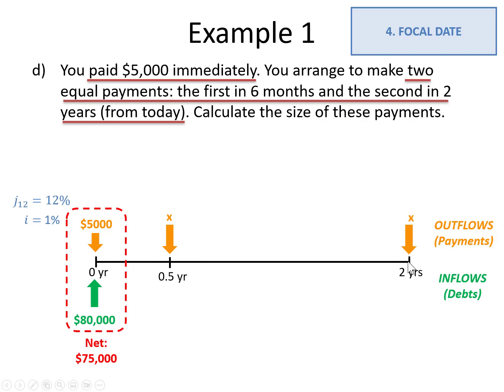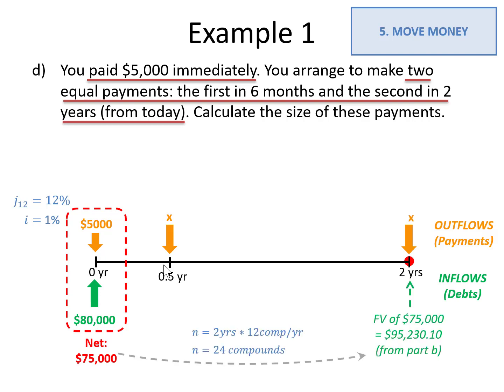And it's even easier if we select a focal date that's associated with something we're trying to calculate. In this case, one of these payments that we have denoted by X here. I have selected 2 years as my focal date for this story, though again, I could have selected 0.5 years as my focal date and it would have worked out just as well. So next thing, I'm going to move my money to that focal date.